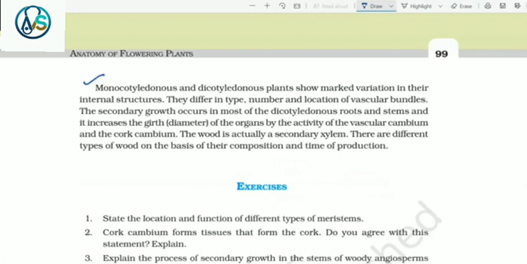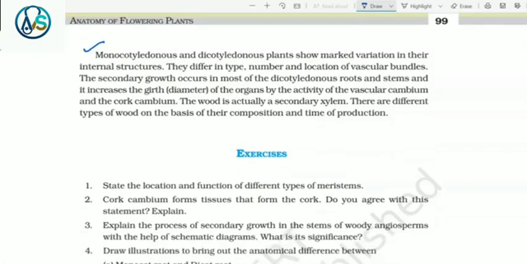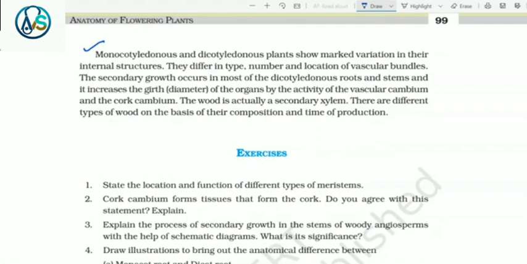Monocotyledonous and dicotyledonous plants show marked variation in their internal structures. They differ in type, number and location of vascular bundles. The secondary growth occurs in most of the dicotyledonous roots and stems, and it increases the girth, that is diameter, of the organs by the activity of vascular cambium and the cork cambium. The wood is actually a secondary xylem. There are different types of woods on the basis of their composition and time of production.